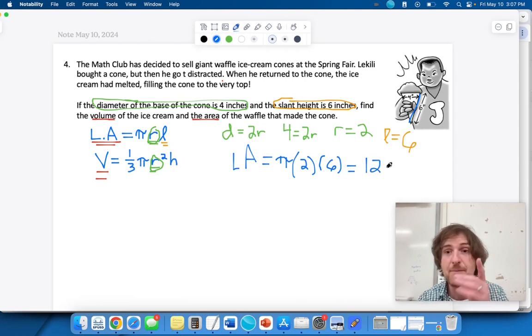Okay, so I'm going to have my lateral area. That's going to be square inches. Oh, pi. Sorry, can't forget the pi. There we go. Oh, that symbol's really ugly. Let me write a more elegant pi right there. 12 pi square inches.